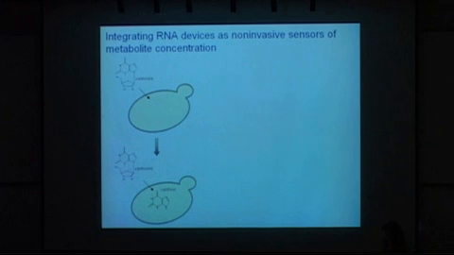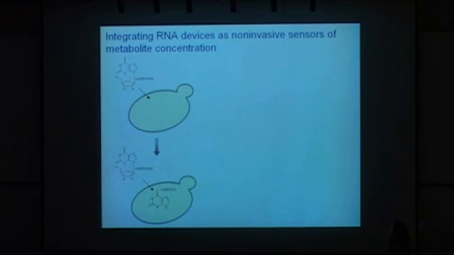Okay, so I'm going to finish up in about one or two minutes. And what I had planned to do was just touch upon a couple of different application areas for these systems. So I'm going to go through it fairly quickly. But the first one is just to say that one thing that we can begin to do with these systems is actually use them to non-invasively detect metabolite concentrations.